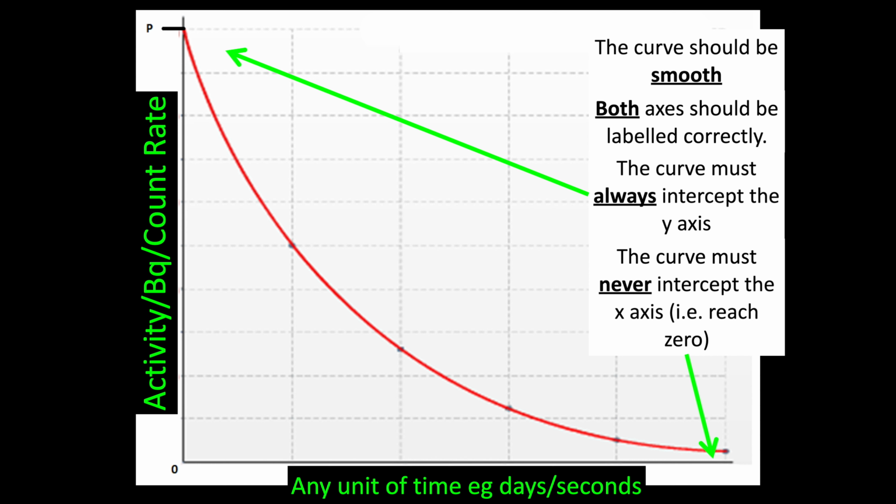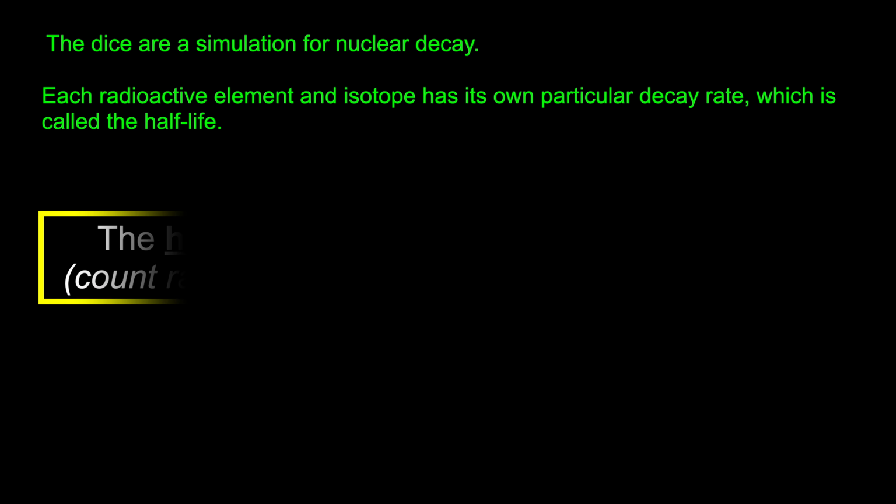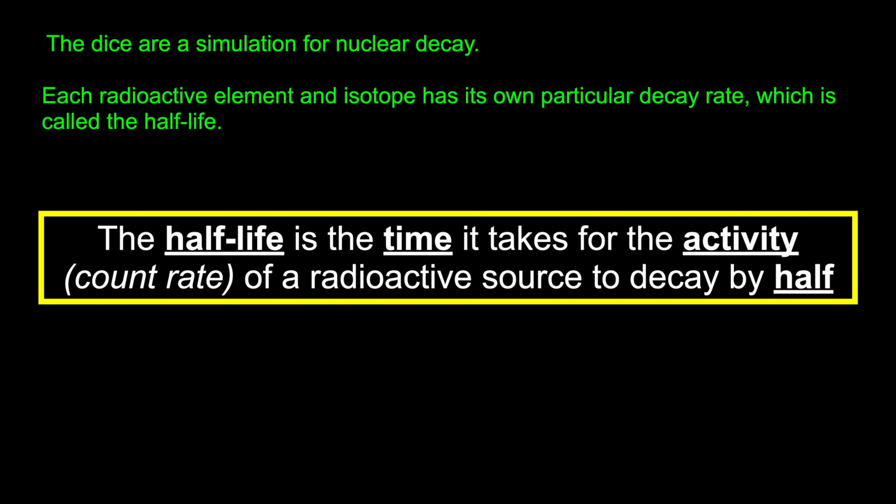Now in our simulation, we used a die that rolled a 6 to simulate nuclear decay. However, in reality, each radioactive element and isotope has its own particular decay rate. This is shown by a distinct half-life for each radioactive sample. The half-life is the time it takes for the activity or the count rate of a radioactive source to decay by half. It's extremely important that you know this definition.